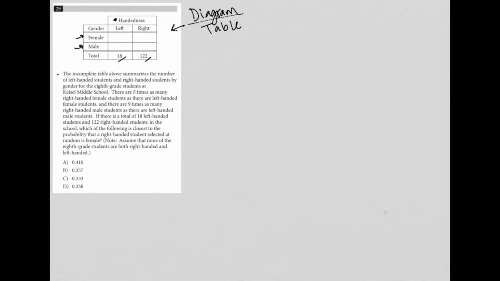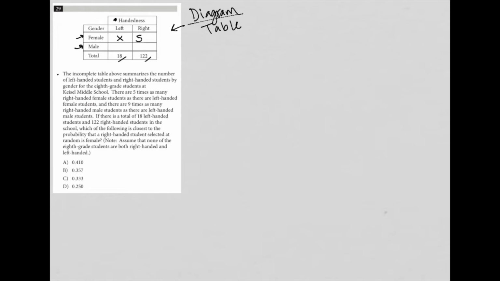So the question says the incomplete table above summarizes the number of left-handed students and right-handed students by gender for the 8th grade students at Keisel Middle School. The next sentence, there are 5 times as many right-handed female students as there are left-handed female students. So I'm going to say I don't know how many left-handed female students I have.